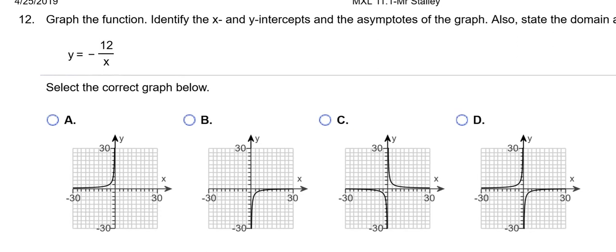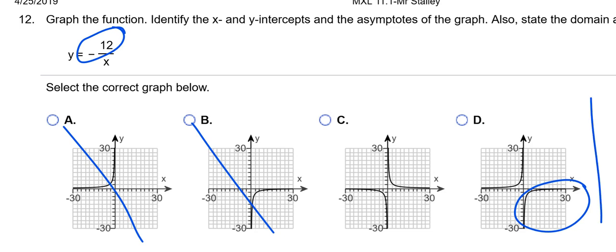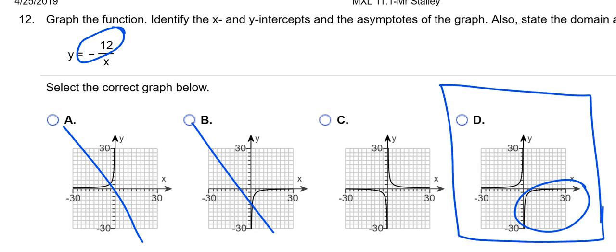Pick the correct answer. I would highlight for you that this is a negative 12. Well, you know, it's not those two, right? If you go to the right, you must go down. So I think this is your winner right here. That's that same idea, plugging in a 1. If I plug in a 1, I would get negative 12. So that would be going down.